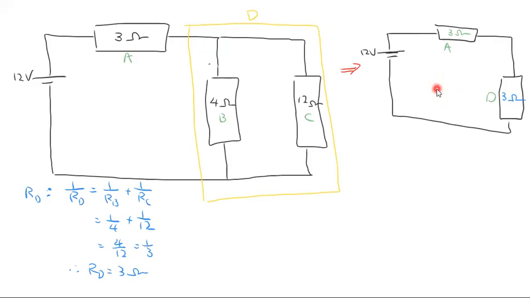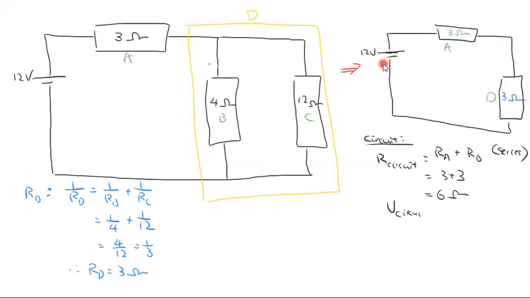So if you look at the circuit in this way, then the resistance of the circuit is just the resistance of A plus the resistance of D, because it's series. So it's just 3 plus 3, which is 6 ohms. Now the voltage of the circuit is given. It's 12 volts. So the current in the circuit is just V over R as always. So it's 12/6 or 2 amps.